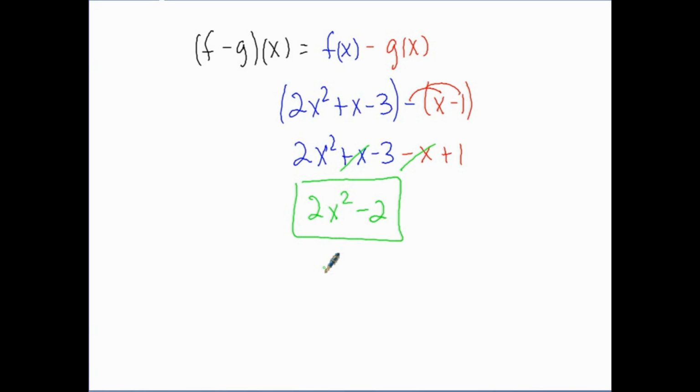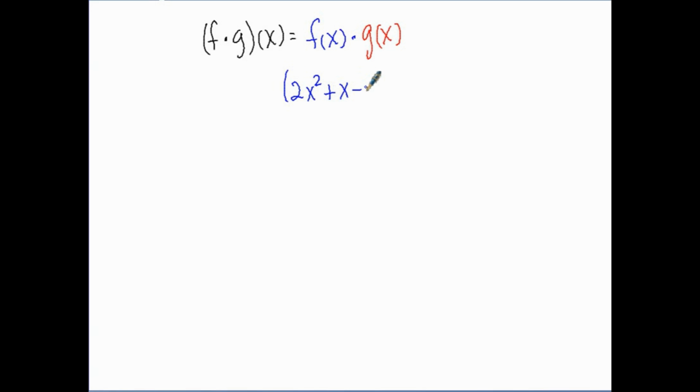So our next stop is multiplication. So f times g of x. So we're going to read it f of x, we're going to multiply it times g of x. Alright, so we have this point. But again, don't forget your parentheses when you bring everything down. So we have 2x squared plus x minus 3 times x minus 1.